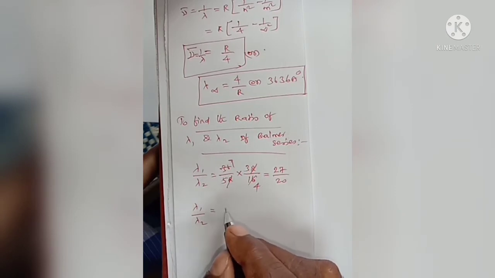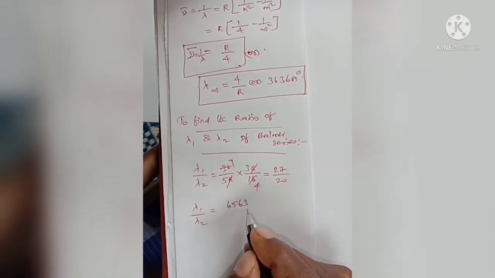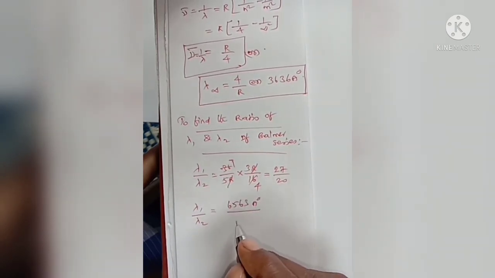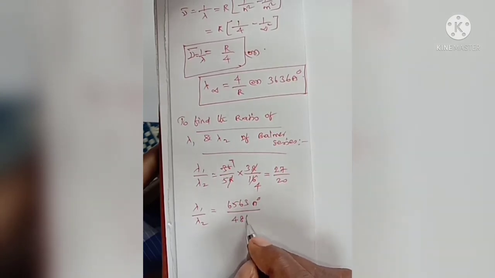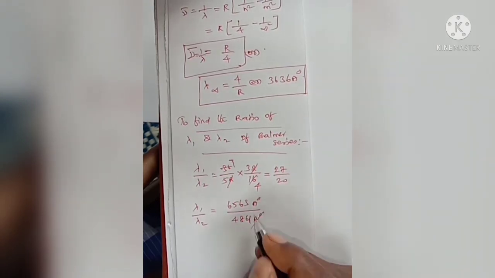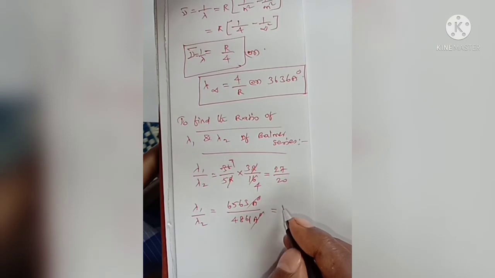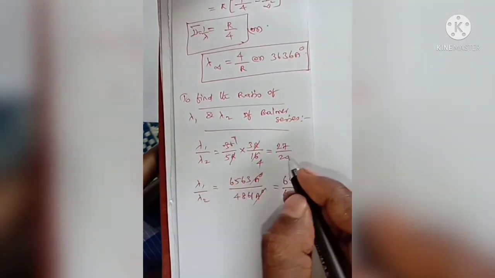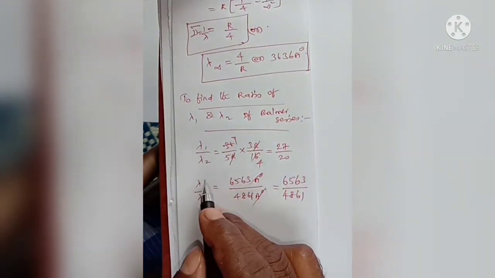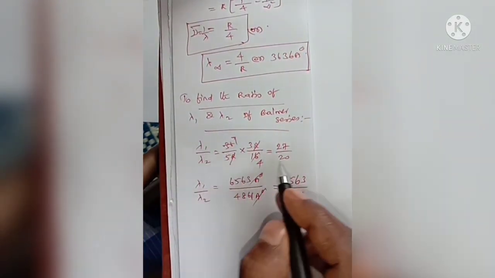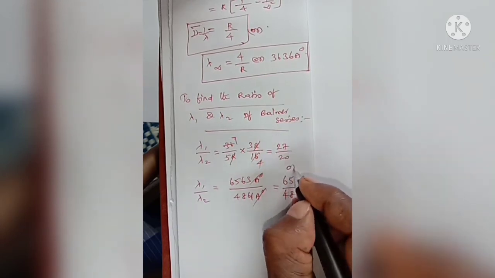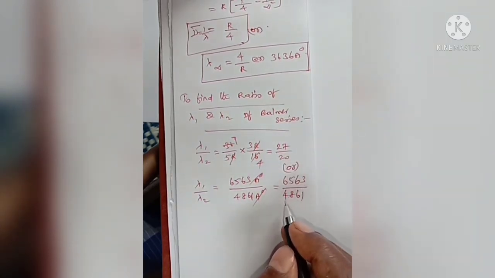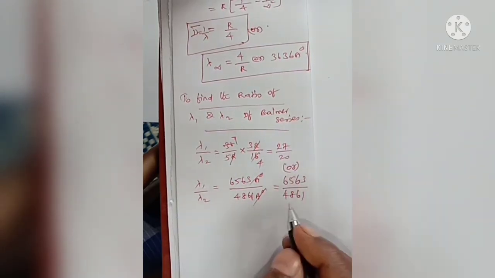So another answer for the ratio of the first line of Balmer series and the second line of Balmer series: 6563 Angstrom divided by 4861 Angstrom. The Angstrom cancels, and the next step is 6563 divided by 4861. So the ratio of the first line of Balmer series and the second line of Balmer series is 27 by 20, or 6563 divided by 4861. So totally 2 answers are possible.